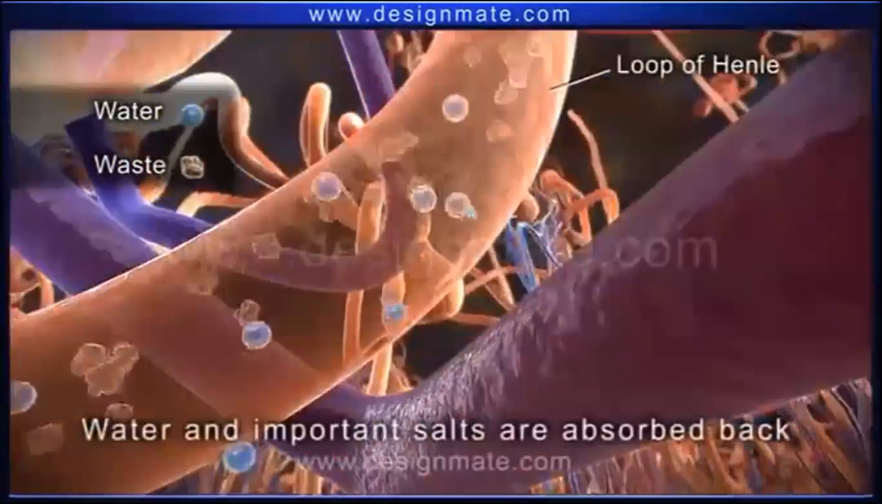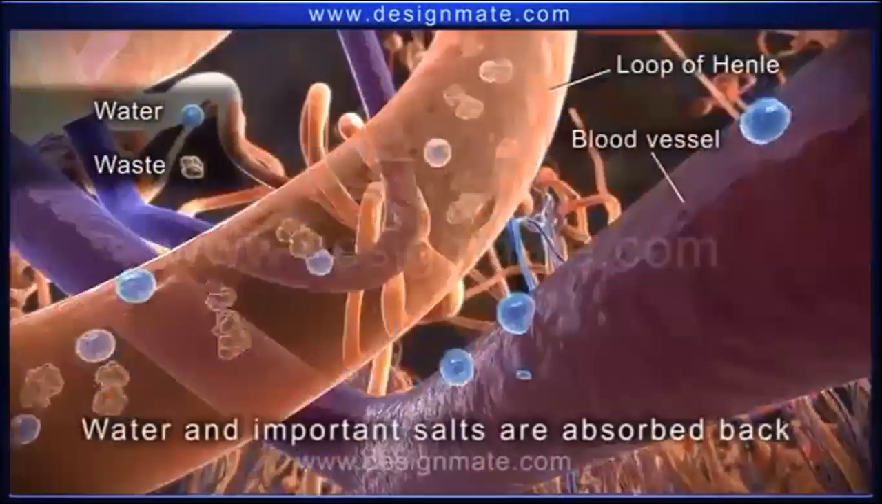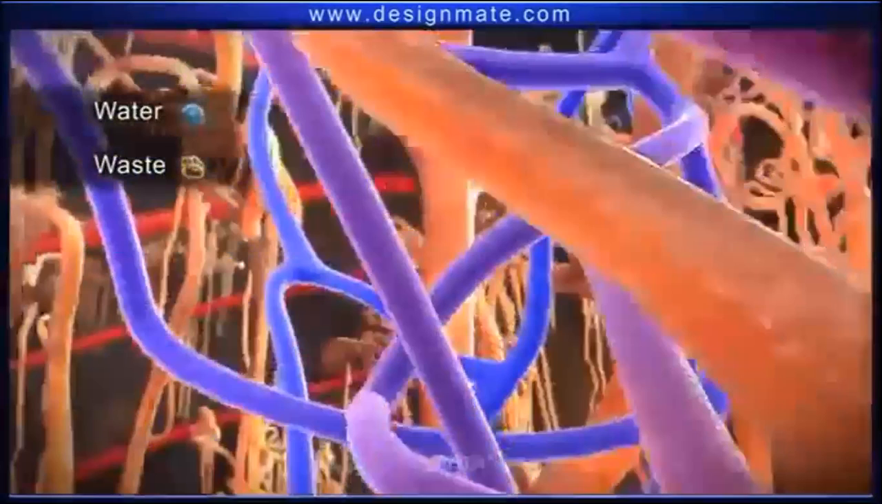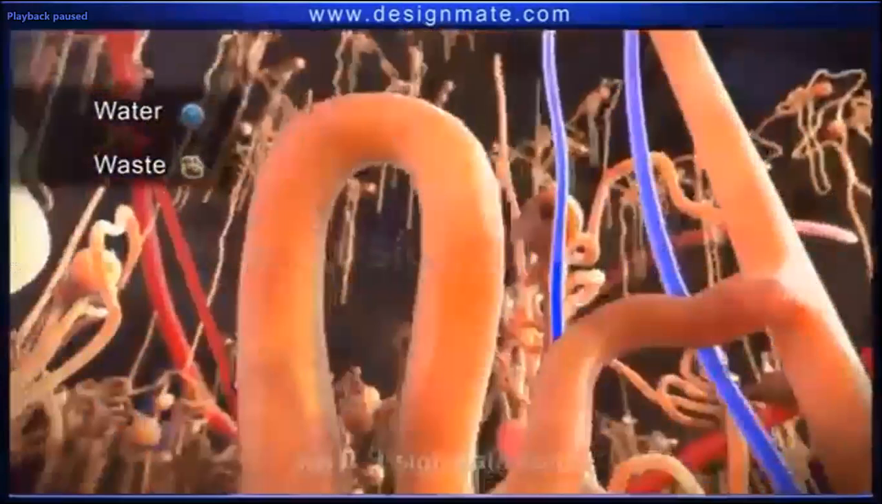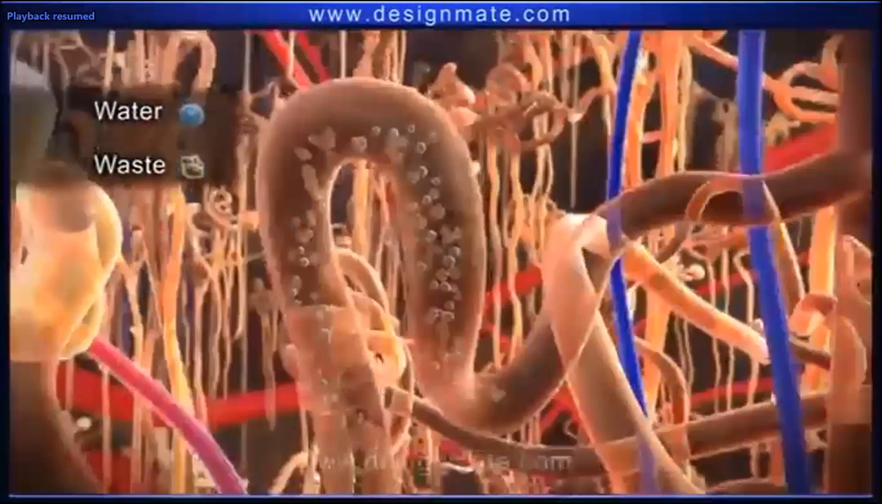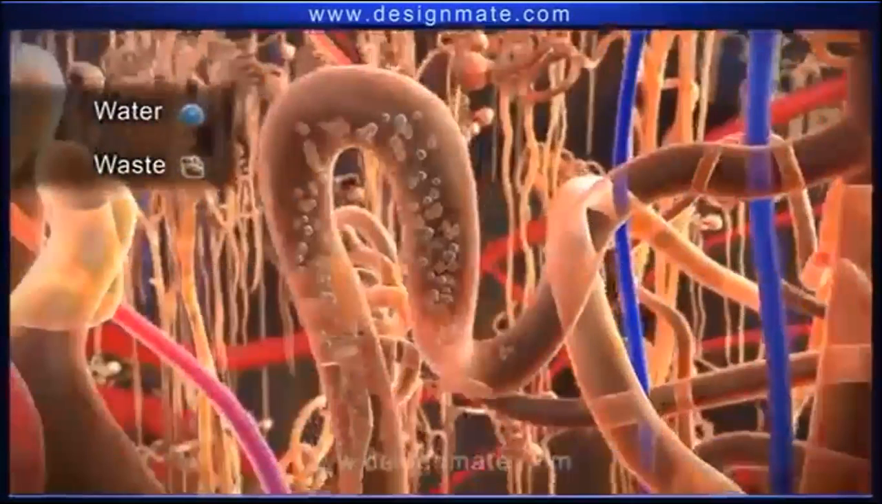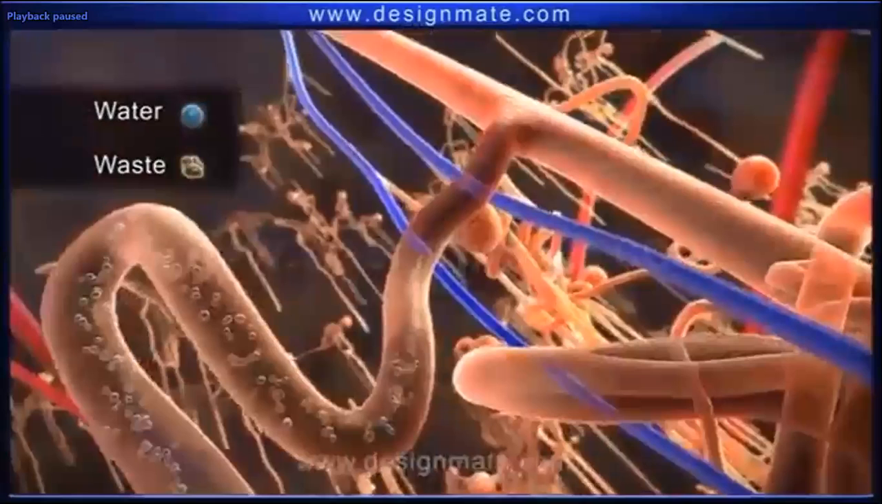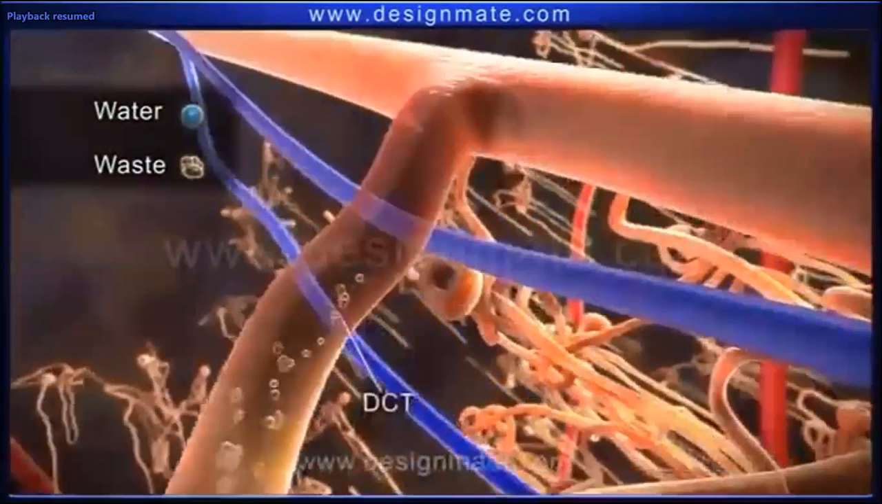Mostly we have four steps in the formation of urine. First is glomerular filtration, a process that takes place in the Bowman's capsule. Next is tubular reabsorption, which takes place in the PCT, the proximal convoluted tubule, where useful materials including water are reabsorbed. Then comes tubular secretion: the waste materials present in the capillary blood are secreted into the DCT, the distal convoluted tubule.